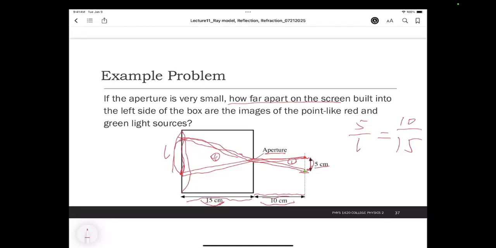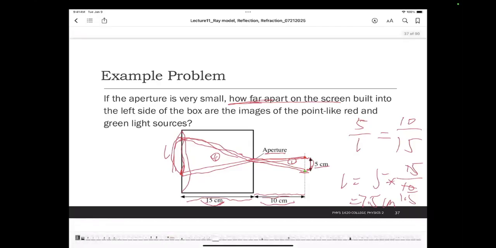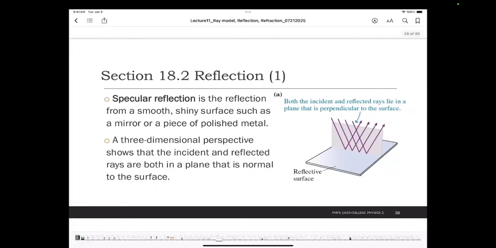If you draw this, you can get this equation: 5 divided by L equals 10 divided by 50, which means L equals what? L equals 5 multiplied by 1.5, which means this distance equals 7.5 centimeters. That makes sense to you? Because you have this relationship. Okay, let's talk about the other section.